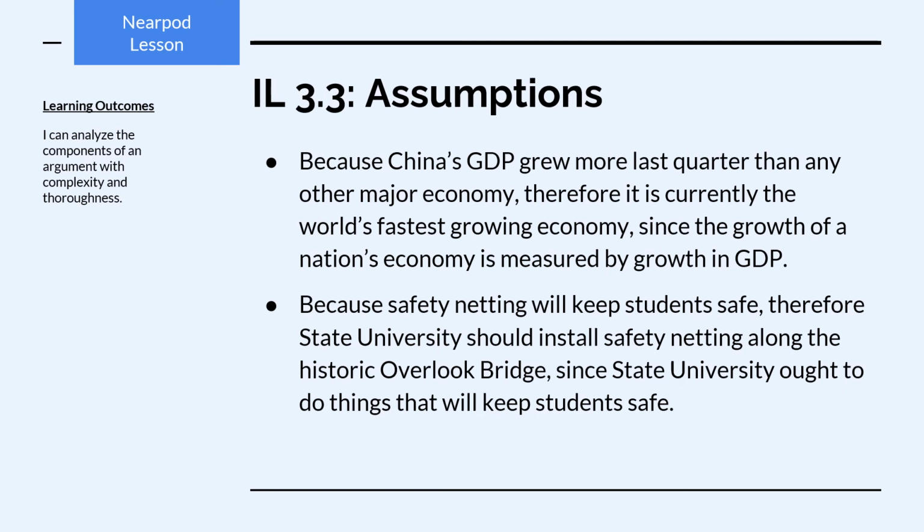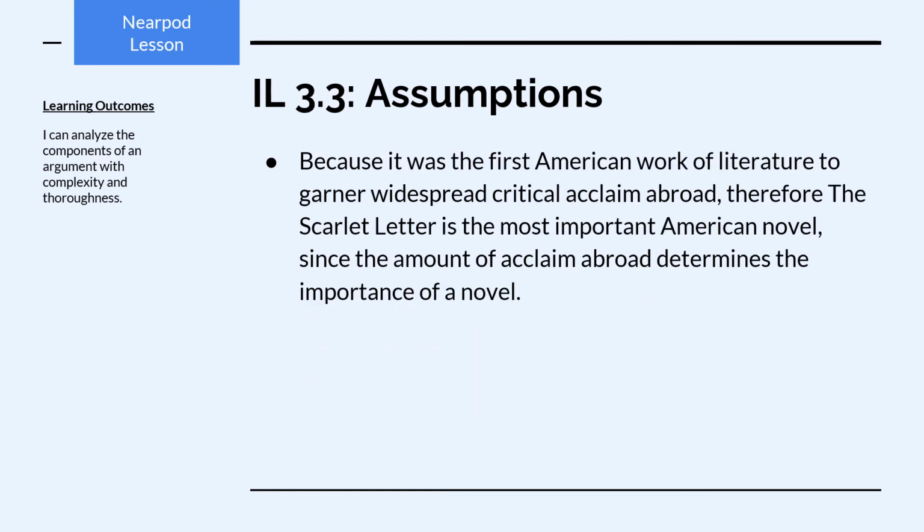Number two: because safety netting will keep students safe, therefore state universities should install safety netting along the historic Overlook Bridge, since state universities ought to do things that will keep students safe. Finally, the third one: because it was the first American work of literature to garner widespread critical acclaim abroad, therefore The Scarlet Letter is the most important American novel, since the amount of acclaim abroad determines the importance of a novel.